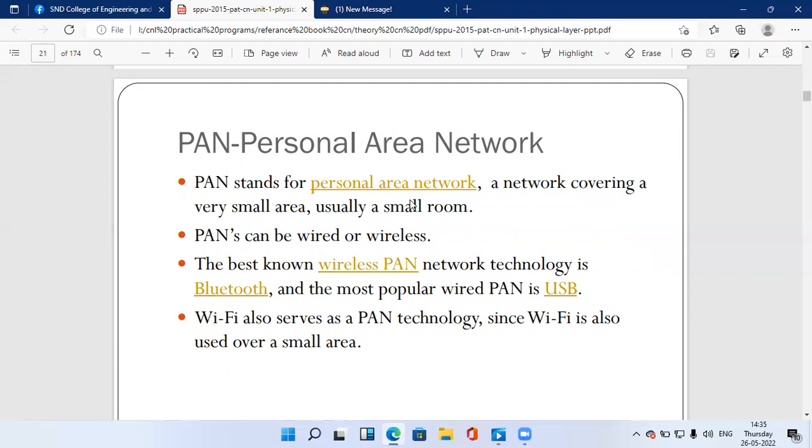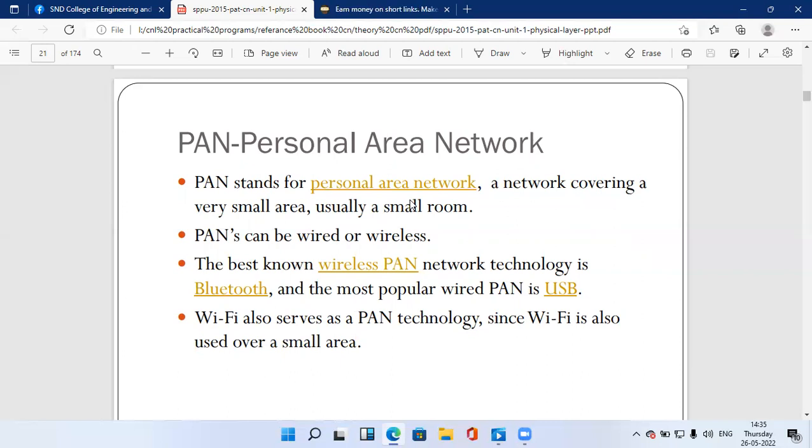The best example is when you use mobile phones and share images using different apps such as Zender. After that, remote configuration or hotspot. These are some examples of your PAN network. The best known wireless PAN network technology is your Bluetooth, and the most popular wired PAN is USB.